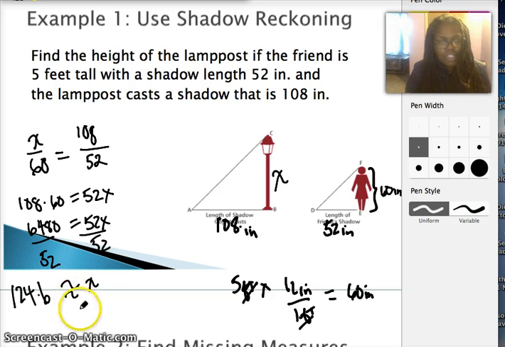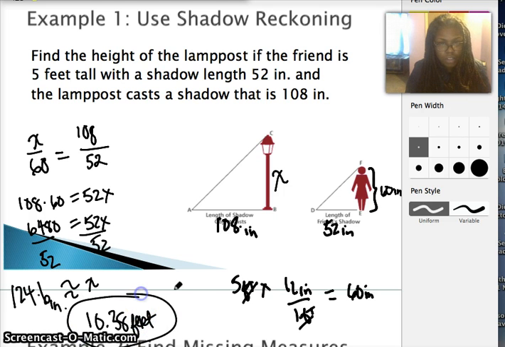To translate our inches to feet, we're going to end up dividing by 12, and when we do that, we see that the lamppost is approximately, so this would be inches, let me put that there, approximately 10.38 feet. So, 10 and a third feet or something like that. All right, so that's how we would do it.